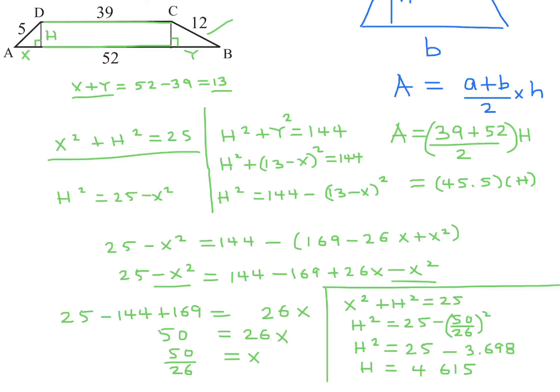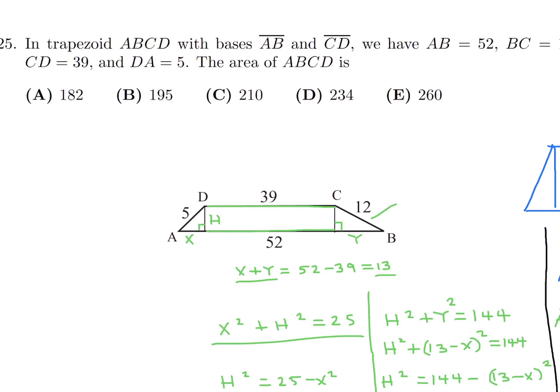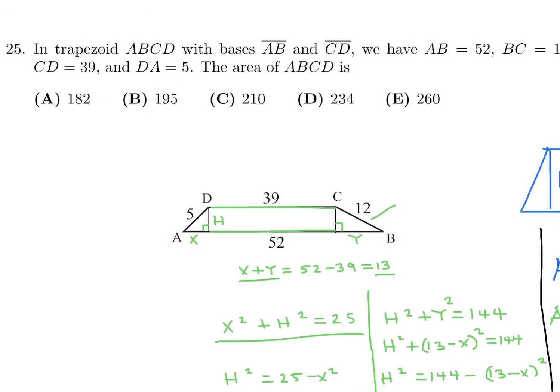All right? So we got a lot of numbers here. Let's isolate this guy here. And we can finally solve for the area. 45.5 times h. h is 4.615. And this will be approximately 210. And therefore, the answer will be, for number 25, C.